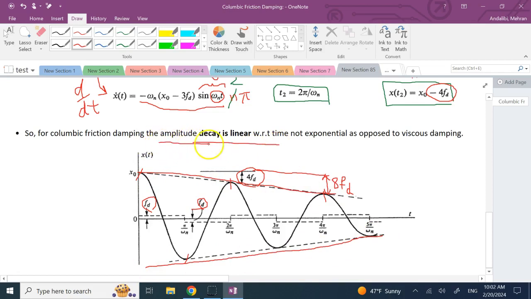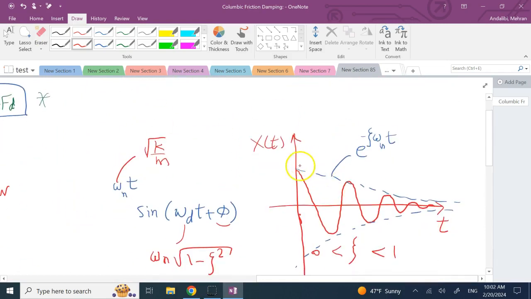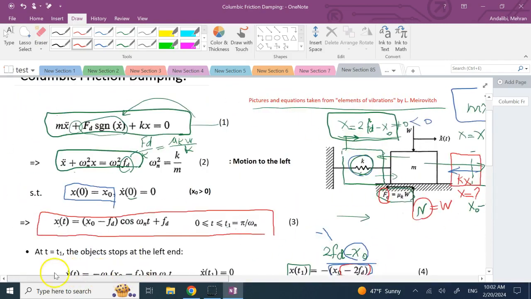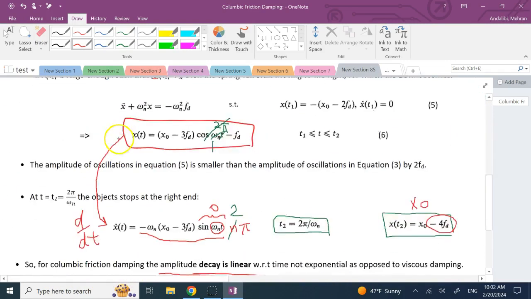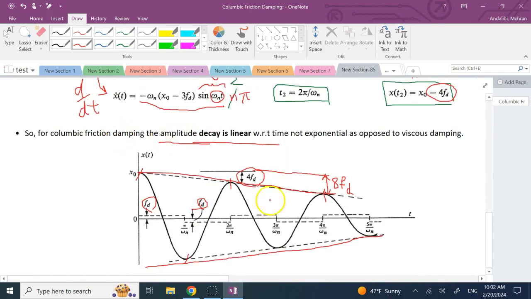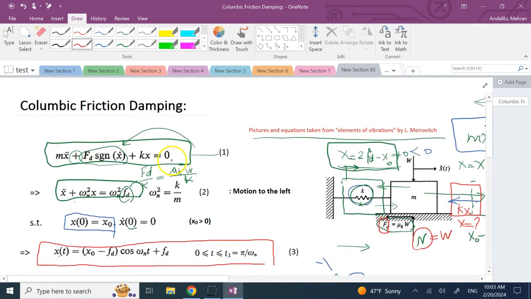The decay is linear. It's not like what? Like viscous, where these drops were what? They were exponential. Okay? So the Coulomb friction has a damping effect, but it reduces the amplitude by a linear amount per cycle as opposed to an exponential one. And this is what I wanted to demonstrate for you and the solution to this case.